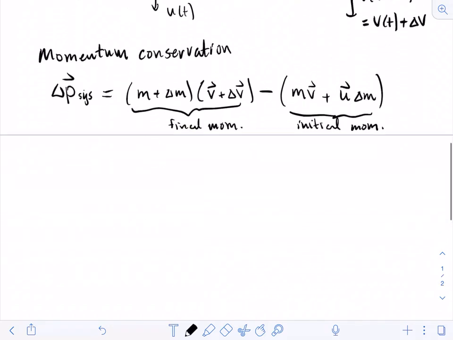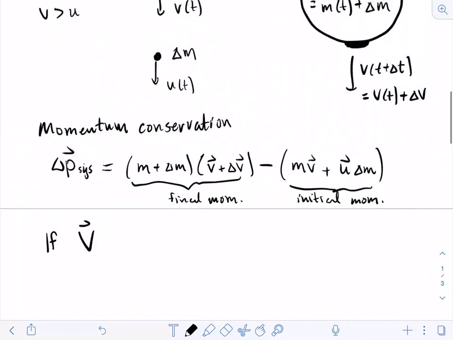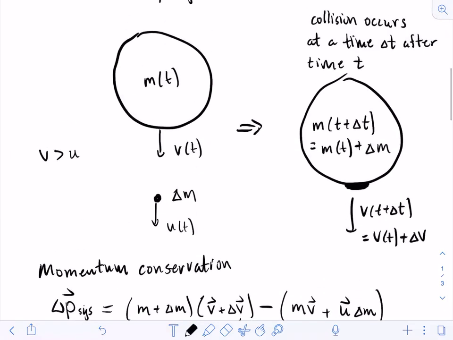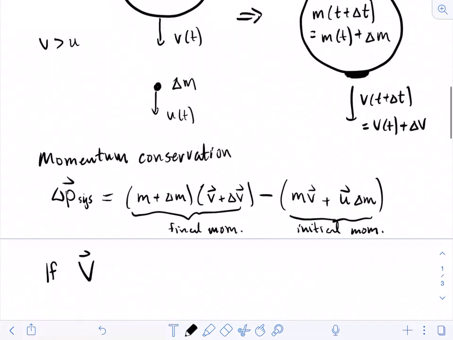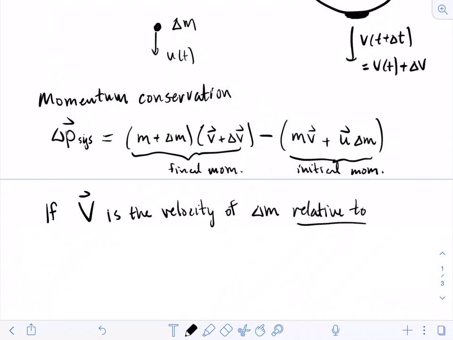Okay, so I'm going to define a quantity big V. And so we're going to have to be a little bit careful here, because I'm going to use a little v to indicate the speed of our large particle. And I'm going to use big V to indicate our relative velocity. Big V is the velocity of our particle delta m relative to big M.